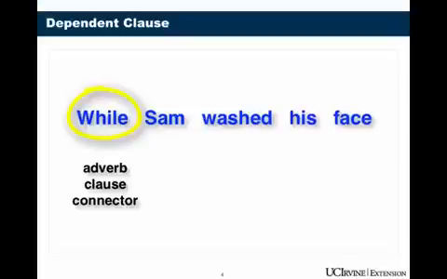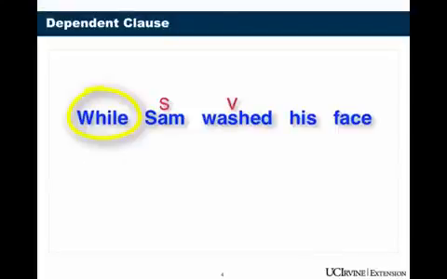While is an adverb clause connector. When you start with an adverb clause connector, you need a subject and a verb. We do have that, but we don't have a complete thought. While Sam washed his face, what? What's the rest of the sentence? So this is not a complete sentence, it's a dependent clause. And dependent clauses have to be attached to an independent clause.